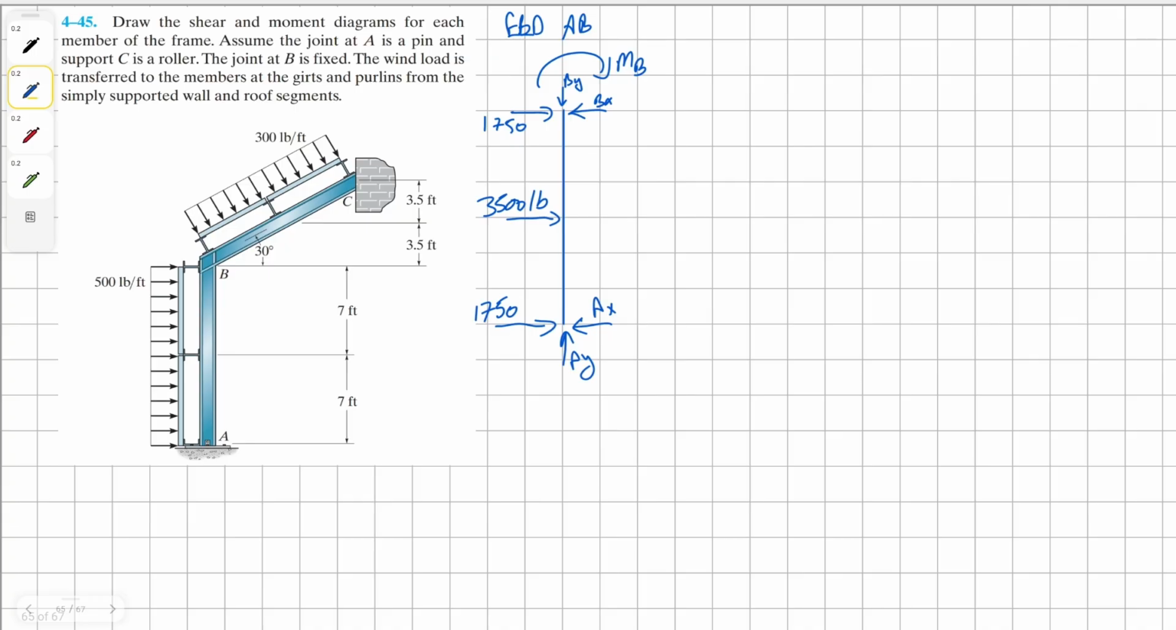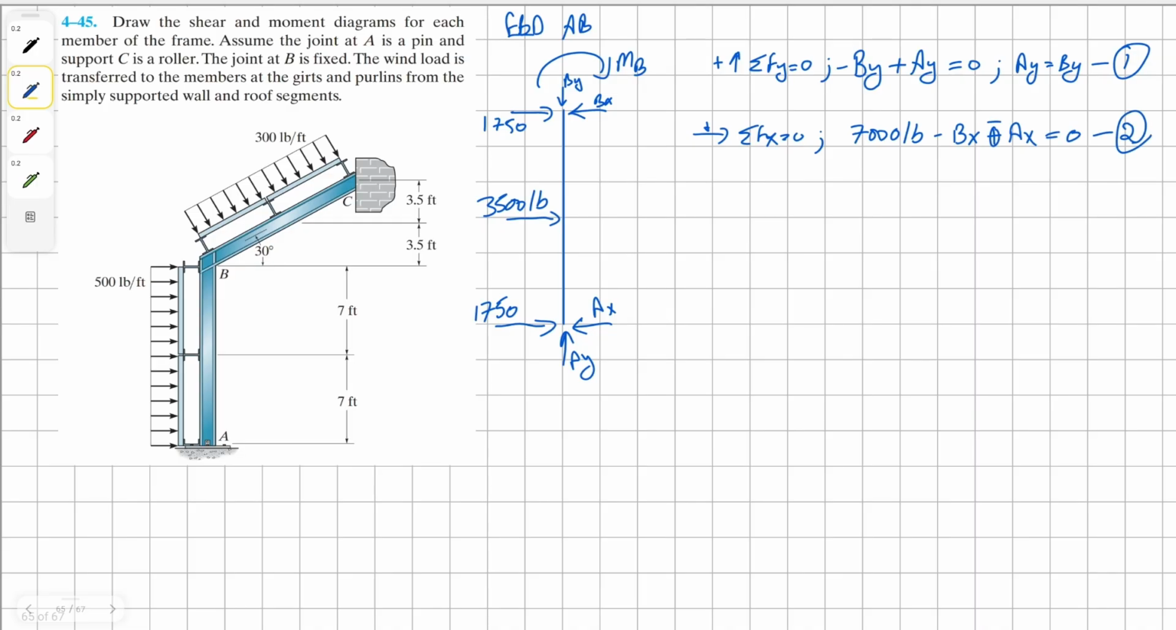We're going to begin by summing the forces in the y direction. We have By, and then we have our Ay. Both of these are equal to 0. Solving it further, we know Ay is equal to By. This is going to be our equation 1. Then we're going to sum the forces in the x direction. We're going to have positive 7,000 pounds force, and then negative Bx, positive Ax, negative Ax, all equals 0. This is our equation number 2.